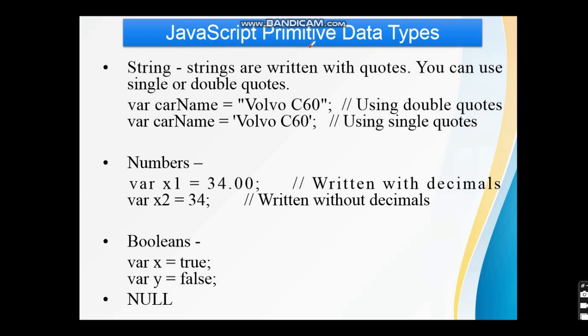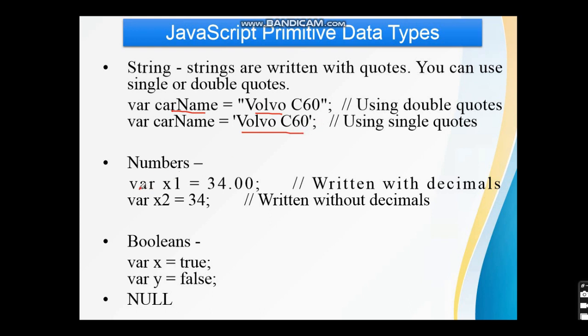Next, JavaScript primitive data types: string, numbers, booleans and null. Now what is string? Strings are written with quotes. You can use single or double quotes. Example: var, this is the variable name and the value for it using double quotes, or you can use single quotes like this. Okay, this value is written in single quotes and the semicolon.